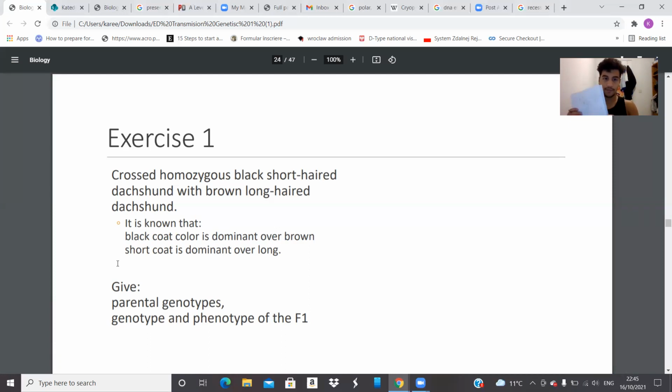So the first question, parental genotypes, is already done for us. We just have to figure it out. Like so, these are the parental genotypes.